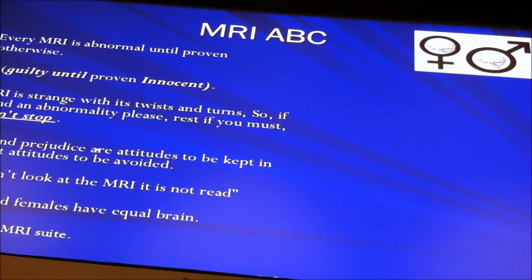Now, bias and prejudice are attitudes to be kept in my hand, not attitudes to be avoided. If the EEG is abnormal on the right side, you're going to have to look at the right side. Up, down, left, right, front, back, because there must be an abnormality there. Huh? Then, if I don't look at the MRI, it is not read. Every resident who works with me knows that.